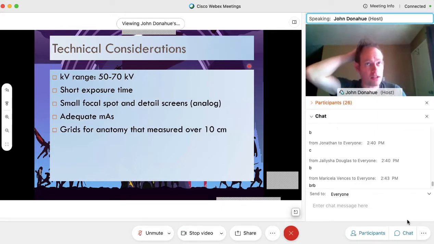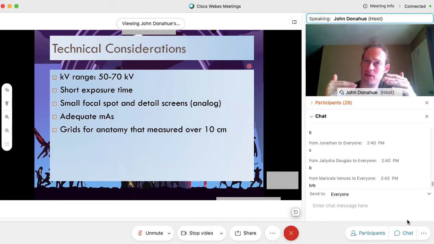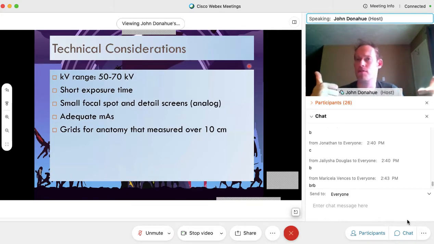Adequate mass depending on the parts. When we get to the knee, the mass does increase quite a bit because it is a very thick bone. Then grids for anatomy that may measure over 10 centimeters. Not something you have to worry about so much more because everything's digitized. But if you're still using CR, sometimes they recommend you measure the parts. If you have a part that's over 10 centimeters, you would crank up your mass and kV accordingly to make sure you're getting adequate penetration for those parts. But because most of you are using digital these days, that little fact doesn't really apply quite as much anymore.